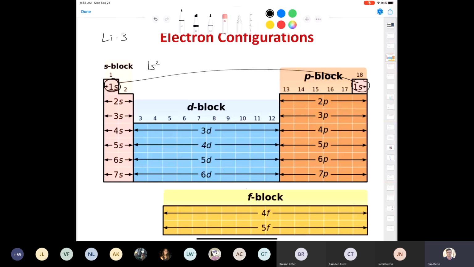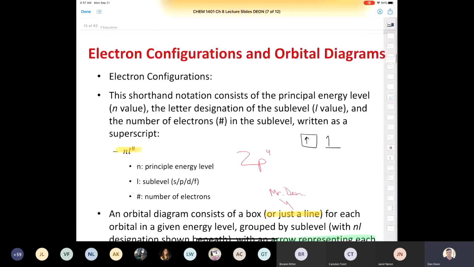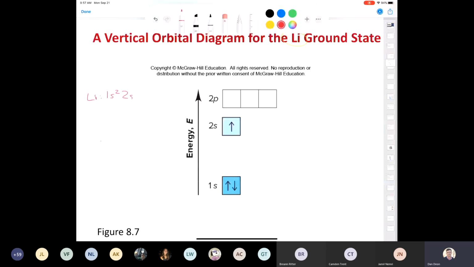Now I'm down to 2s. My lithium atom is right here. So I'm going to have 2s1 like that, because I only have 3 electrons total in lithium. Look, 1, 2 plus 1. So that gives me a total of 3 electrons. So that's where that 1s2, 2s1 comes from. Let's go back here. And we said that lithium had an electron configuration of 1s2, 2s1.